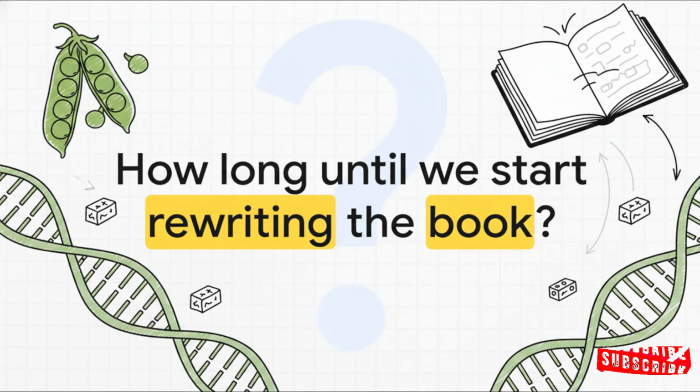From Mendel counting garden peas in the 1800s to us mapping the exact molecular typos that cause disease today, our understanding of inheritance and variation has just exploded. Which brings us to a final provocative thought. If we can now accurately read the typos in our genetic instruction manual, how long until we start rewriting the book entirely?